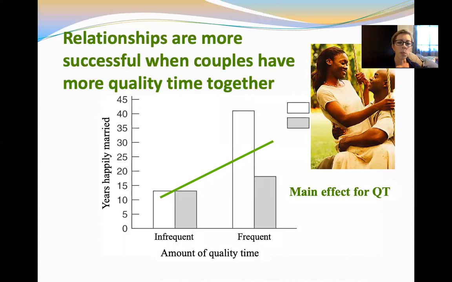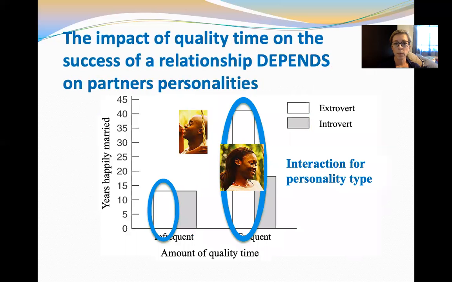Okay. So with our main effect here, we're saying that relationships are more successful when couples have more quality time together. This is what a main effect in this hypothetical study would suggest: a main effect for frequency of quality time. The interaction here would say that there's a greater increase in longevity of relationship for one personality type than another. So that means there's an interaction between frequency of quality time and personality in predicting how long folks stay in their marriage.